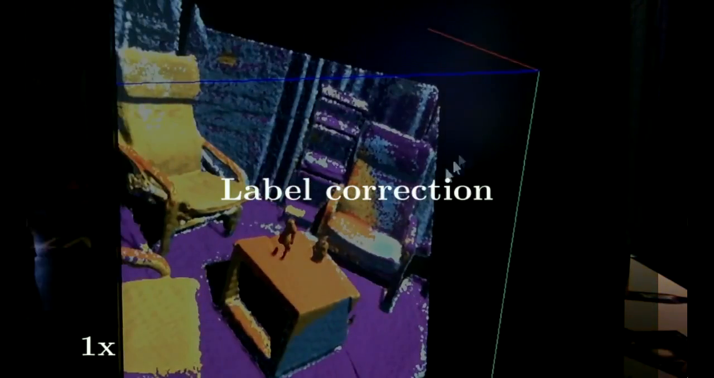Switching to free view mode, we are able to correct wrong predictions, since our system is continuously learning in the background. Notice how the labels for the category chair change as the learner updates its model following the user interaction.